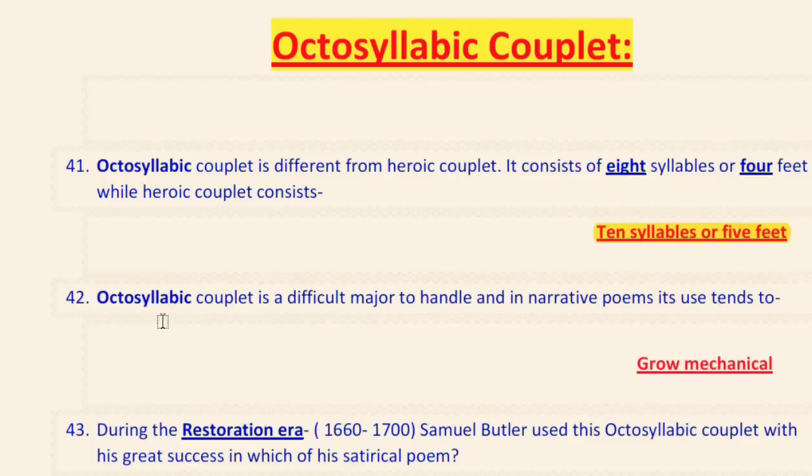Question number 42. Octosyllabic couplet is a difficult measure to handle, and in narrative poems its use tends to. The answer is grow mechanical.